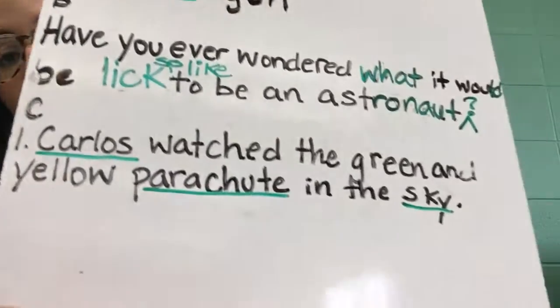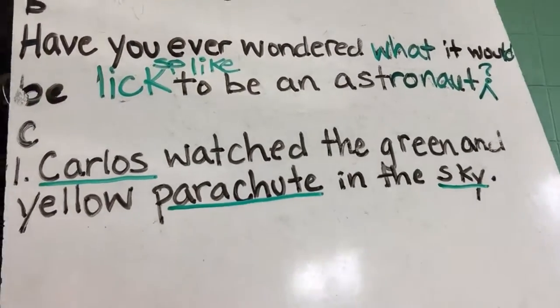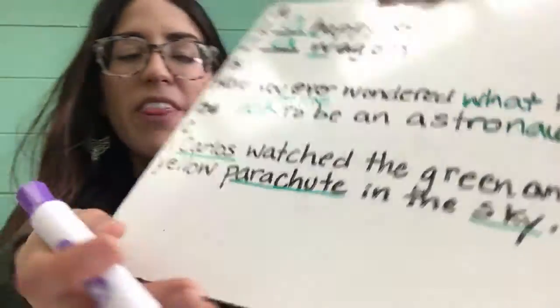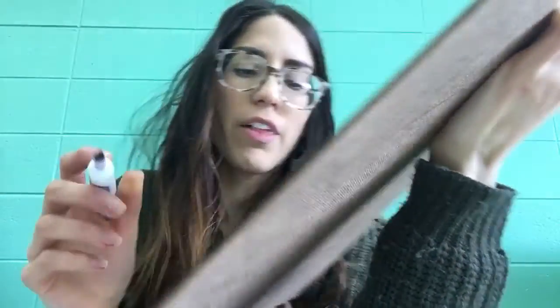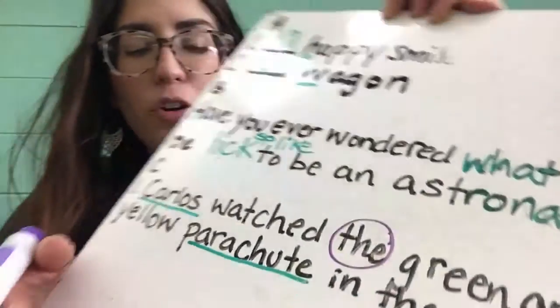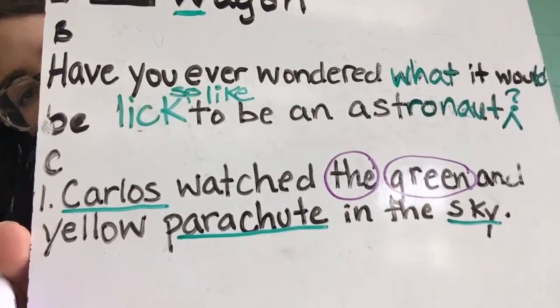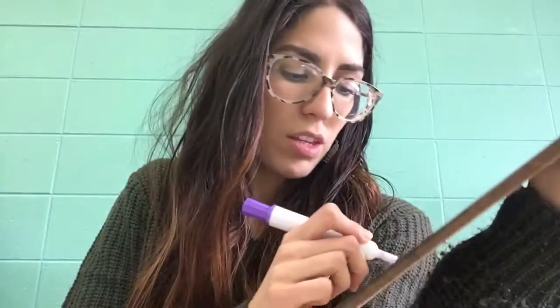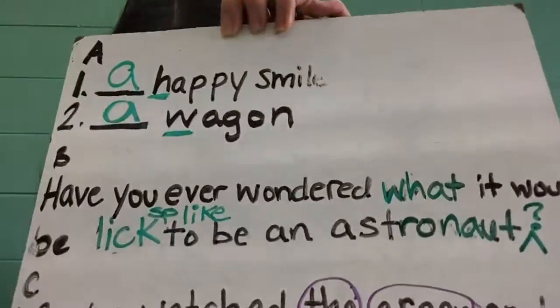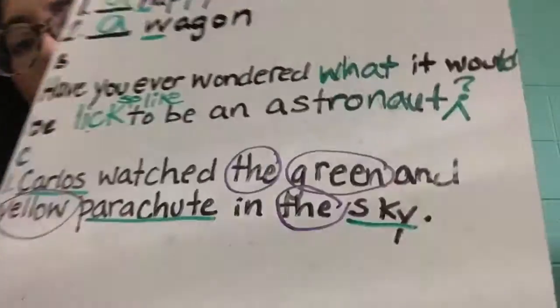Now that we have our nouns, with the purple marker we'll circle the adjectives. What is the first adjective you see? That's right, the. We learned about that. What's another adjective you see? Good, green. There's one more. Good, yellow. Oh, there's one more, right? Do you guys see it? Yes, that's right, the. Very good. So there were 4 adjectives in there.